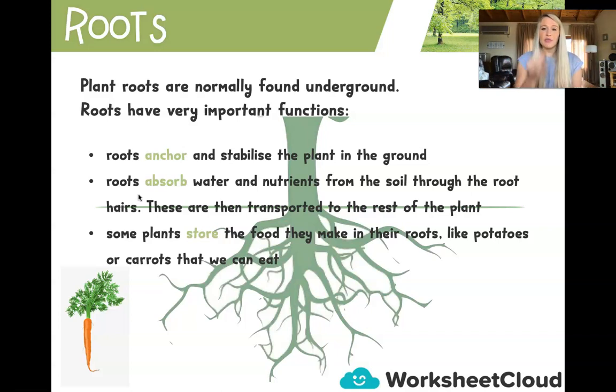So, just to recap, the three functions of a root. Roots are there to anchor and stabilize the plants to the ground so that they don't move around. Roots are also there to absorb water and nutrients from the soil. It gets absorbed into the plant, and it then goes to the rest of the plant wherever the plant needs it. And lastly, depending on the type of plant, some roots store food, and we can then eat the food and make delicious meals out of it.